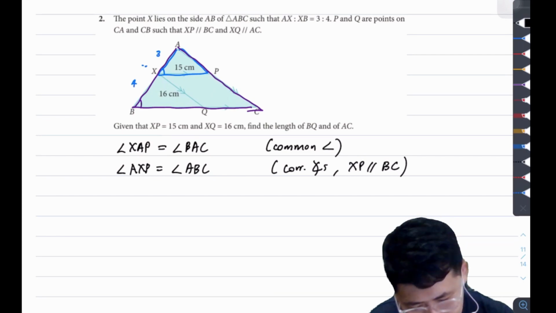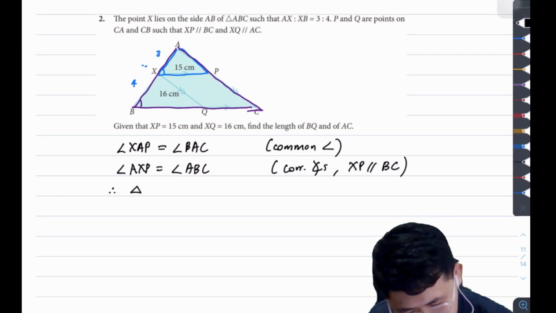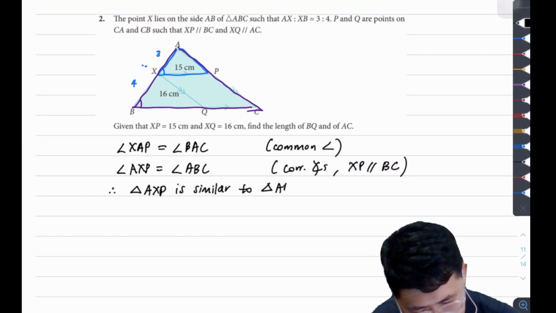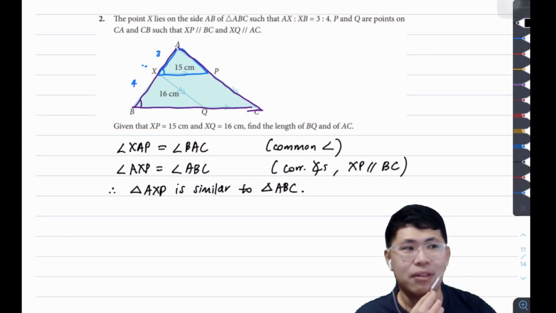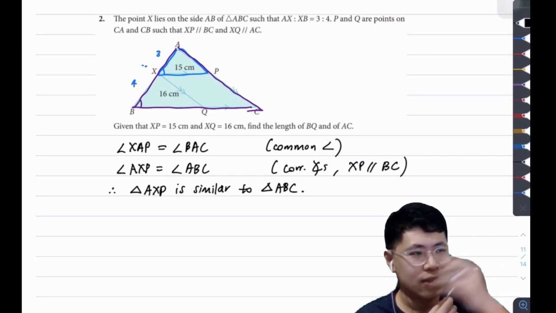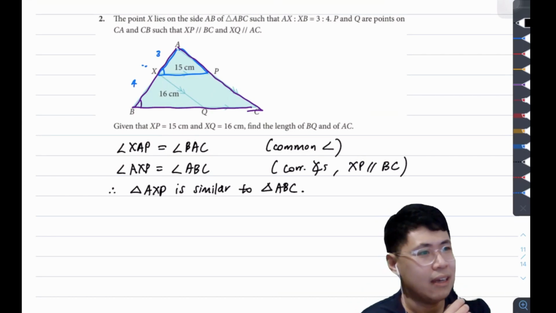Okay, so with this, we can show that triangle AXP is similar to triangle ABC. So we cannot apply the result straight away. We cannot do the ratio straight away. We need to show the similarity first, especially for this chapter.